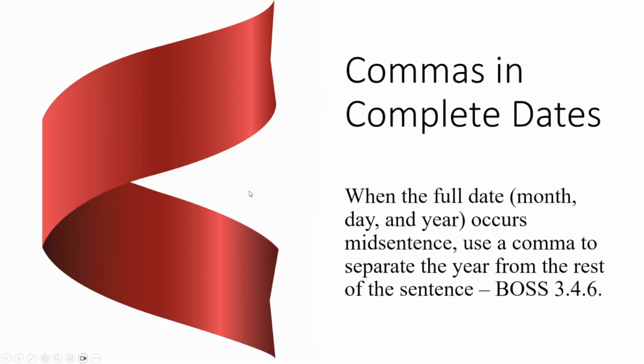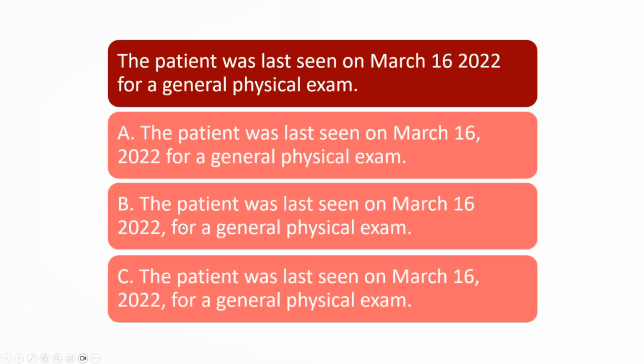So another part of that rule is when the full date, month, day, and year occurs in the middle of a sentence, use a comma to separate the year from the rest of the sentence. So BOSS 3.4.6 is where you'll find that information. And let's look at an example again. The patient was last seen on March 16, 2022 for a general physical exam. Let's give everybody a chance to think about the answers and review the options before we put in our answer, please.